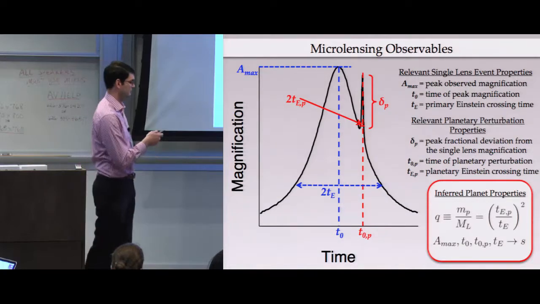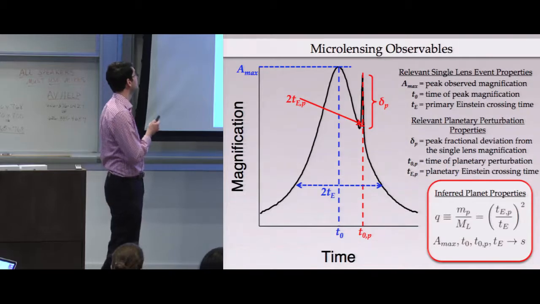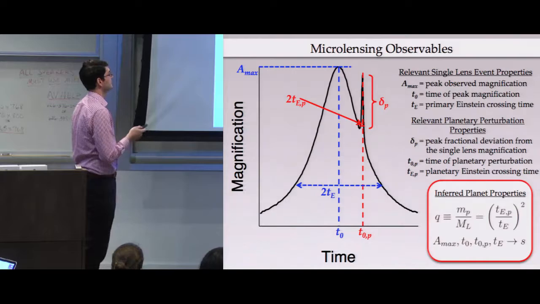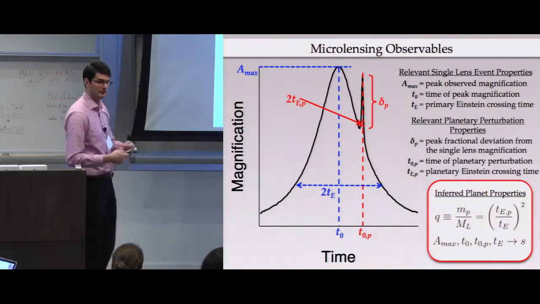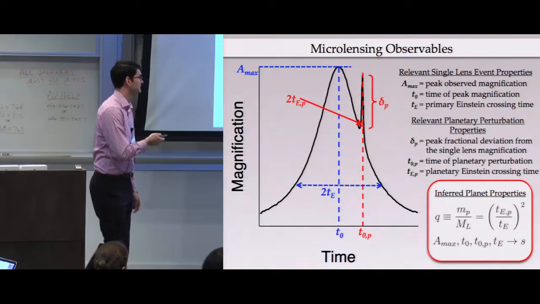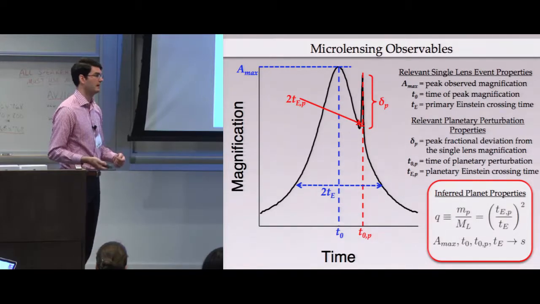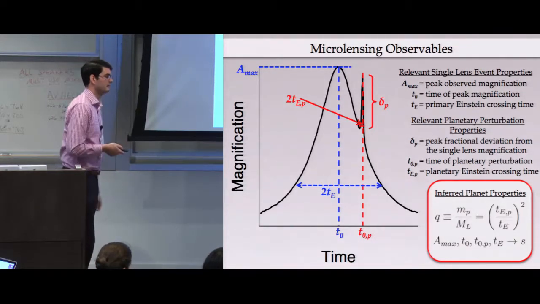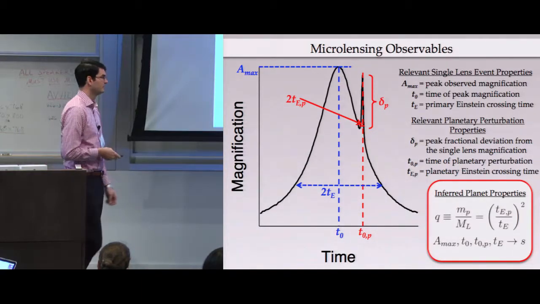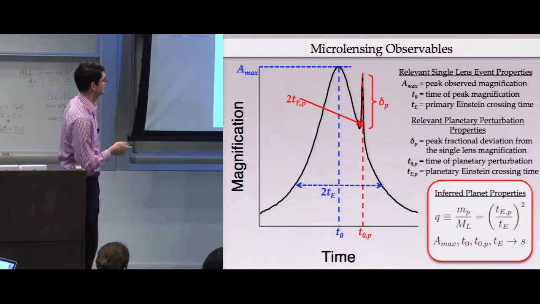And so things that you can measure are the duration of the event, so the Einstein crossing time, the peak magnification of the event, and the time at which that occurs. And then if there happens to be a planet, and if you happen to catch it, you can also measure a time scale for the planetary event and a deviation from the single lens magnification, and that also occurs at some time. And because the Einstein crossing time scales with the square root of the mass, if we simply take the ratio of crossing times for the planet to that of the primary and square it, we get the mass ratio. And there's also information about the projected separation in units of the Einstein radius from these other different observables.